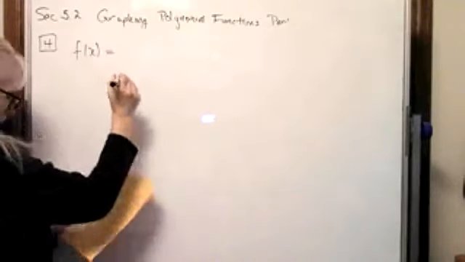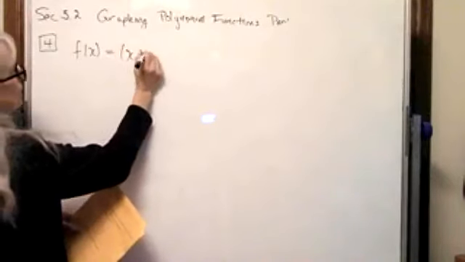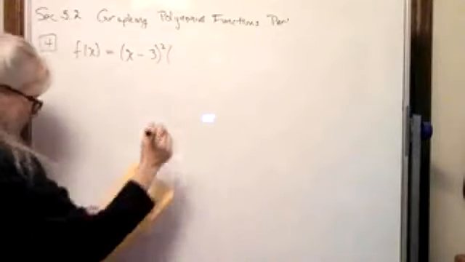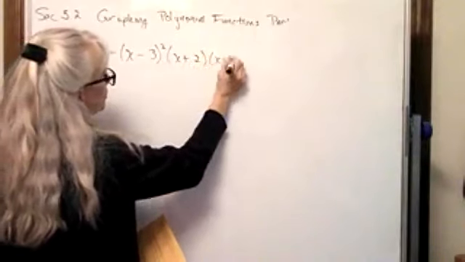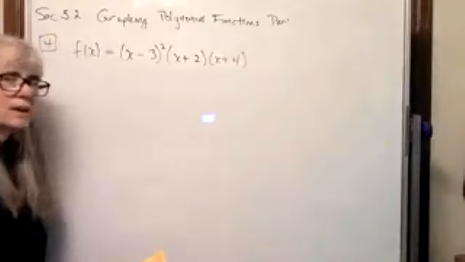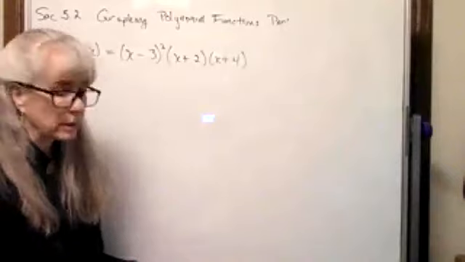So f of x is equal to (x minus 3) squared times (x plus 2) times (x plus 4). And there's our polynomial function. Notice it's in factored form, which is great because we can pull those zeros off really easily.